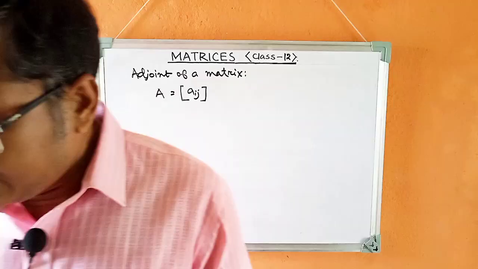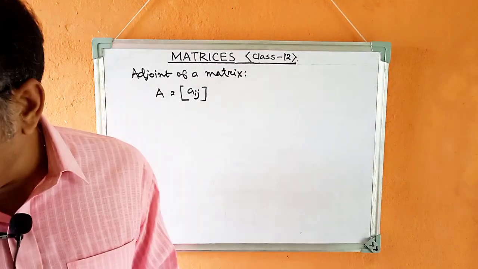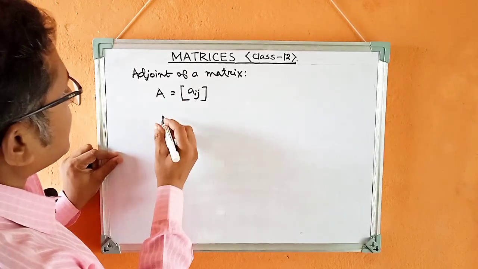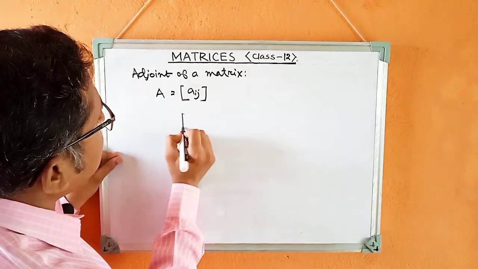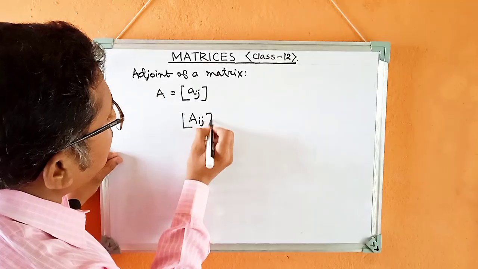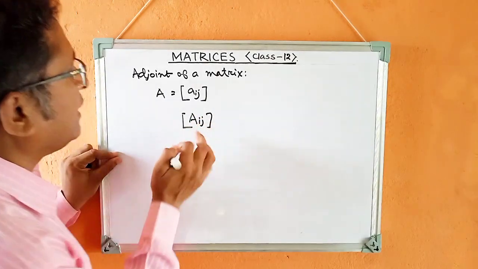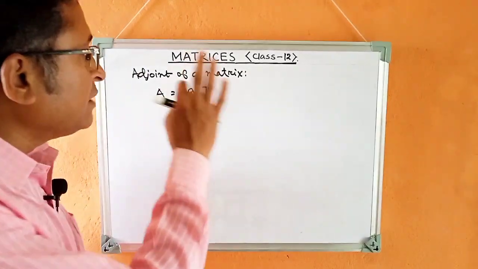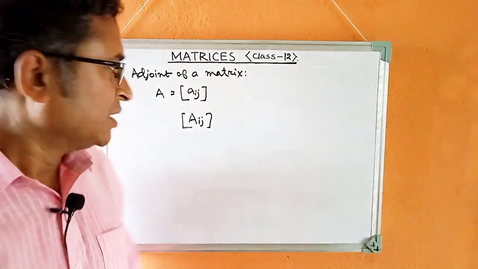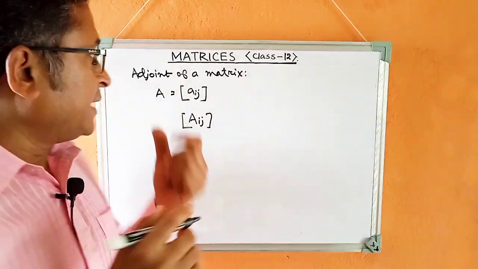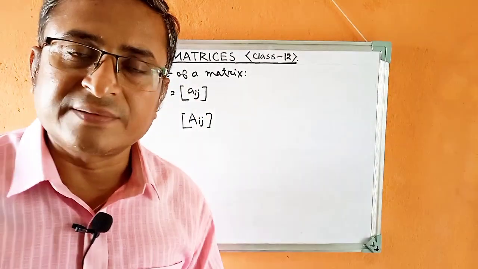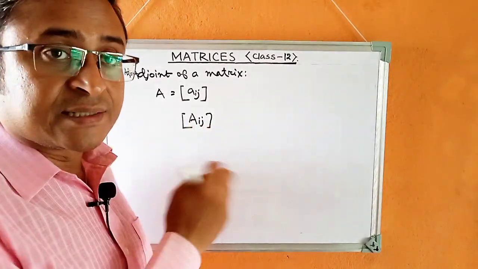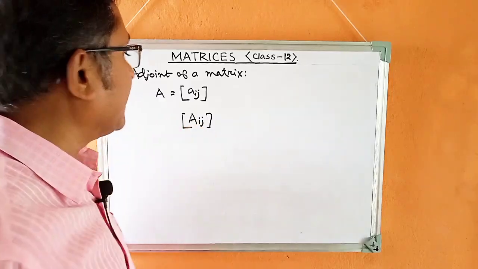Okay, then the adjoint of A is the transpose of the matrix. Therefore, adjoint of A is the transpose of the matrix capital Aij. What do you mean by capital A? Capital A means the cofactor of all the elements of the main matrix. So if A equal to Aij is a square matrix, then the adjoint of the matrix is equal to the transpose of capital Aij.